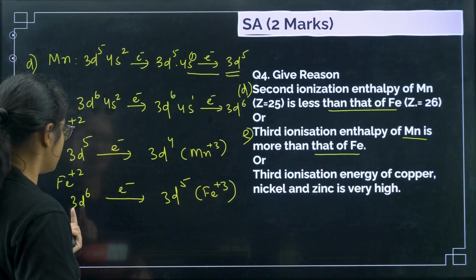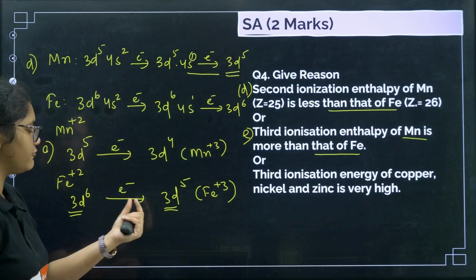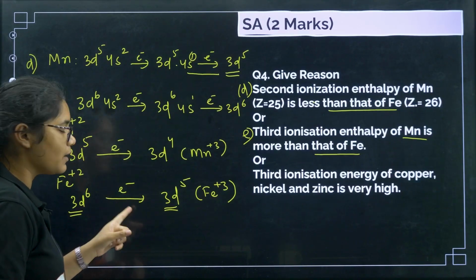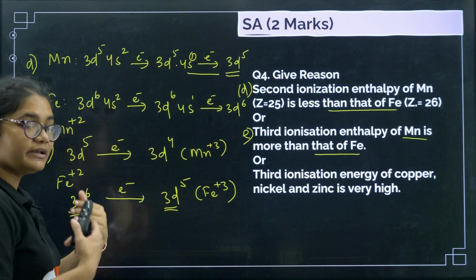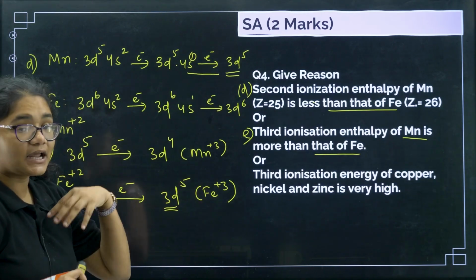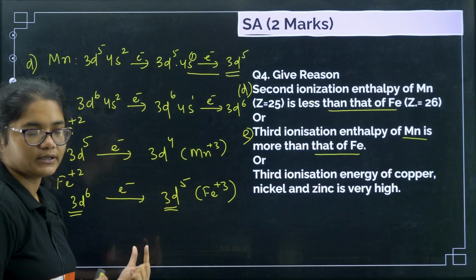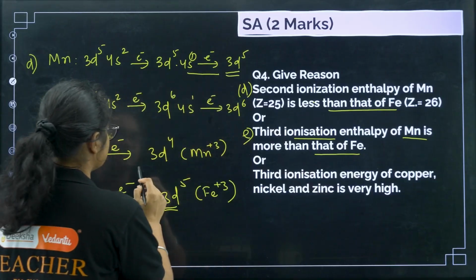Now again you see here, if you remove one electron from here, you are getting a stable half-filled configuration, right? So you want to get rid of that one electron so that you can get a half-filled configuration. So this metal will easily try to give out that one electron. If the electrons can be removed easily, then definitely ionization energy will be lower here. So that is why the third ionization enthalpy of manganese will be more here.